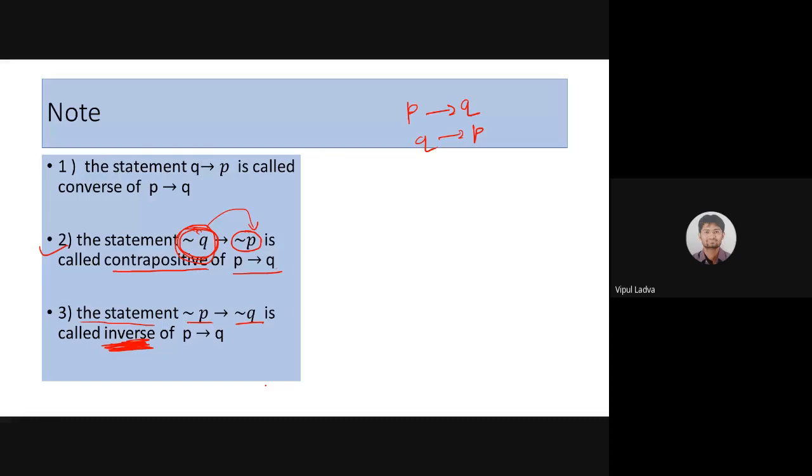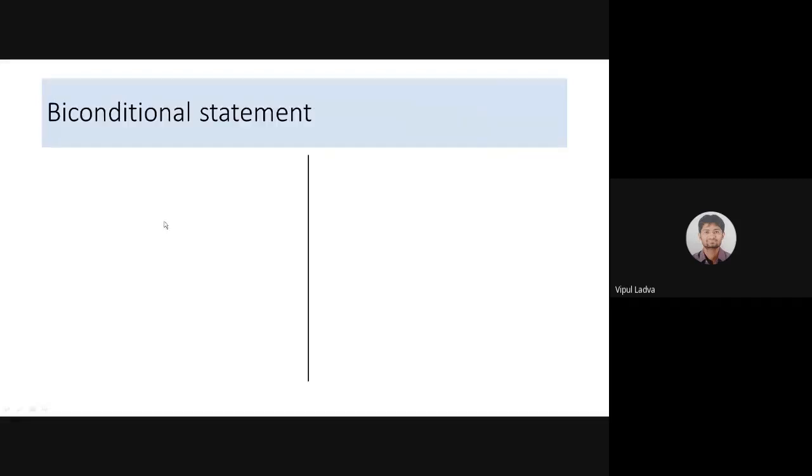We're good with this? We need to remember what we mean by contrapositive, what we mean by inverse, and what we mean by the converse of the conditional statement, is it? There will be need of this further. Now, once we are good with the conditional statement, let me take you towards the biconditional statement. Earlier in the conditional statement, we were dealing with the condition if, then. Now, in the biconditional statement, we'll be dealing with the condition if and only if.